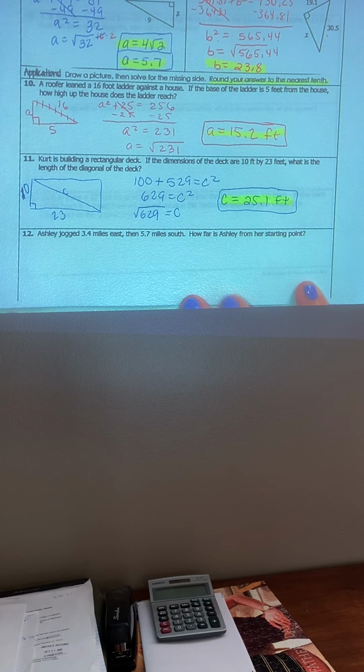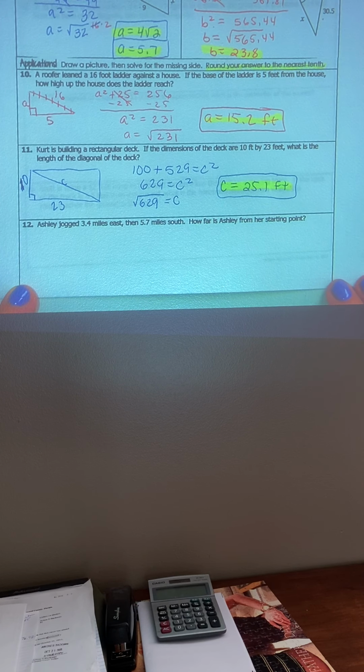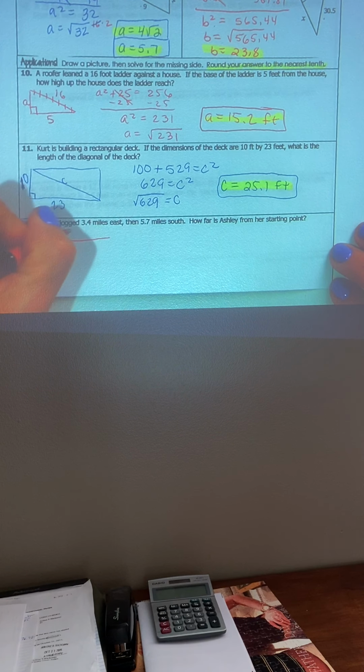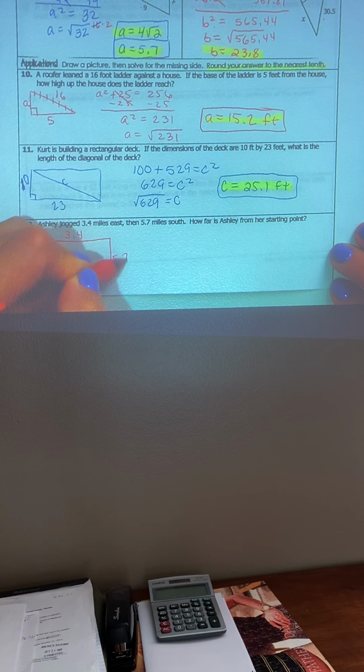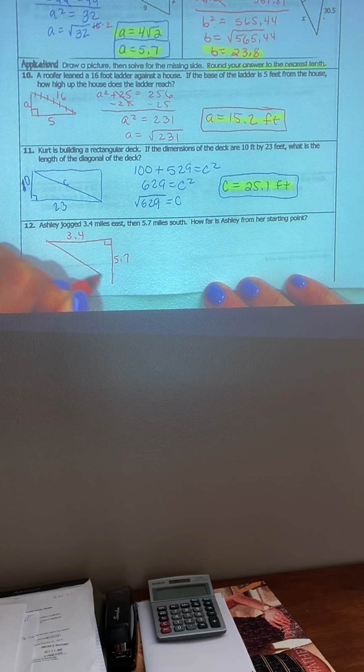All right, last problem. Ashley jogged 3.4 miles east, 5.7 miles south. How far is Ashley from her starting point? Okay, so we need to start and we need to think where east is. If I'm going to start and I'm traveling east, I'm going to travel this way. This is east. That's 3.4. And then I'm going to go 5.7 miles south. How far is Ashley from her starting point? Well, that's what we need to know. So obviously that's C.